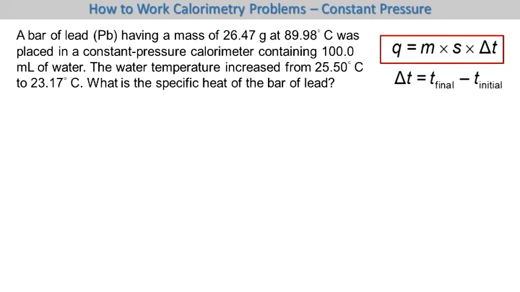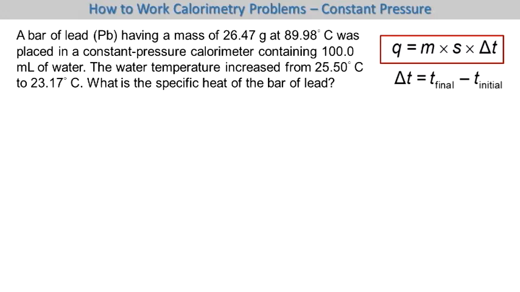Let's work a problem involving constant pressure. Here it is. A bar of lead having a mass of 26.47 grams at 89.98 degrees C was placed in a constant pressure calorimeter containing 100 mL of water. The water temperature increased from 25.50 degrees C to 23.17 degrees C. What is the specific heat of the bar of lead?